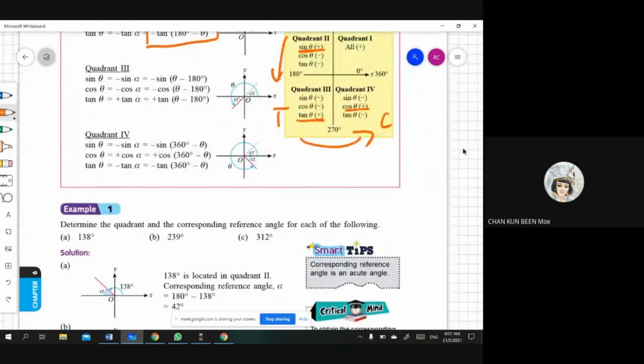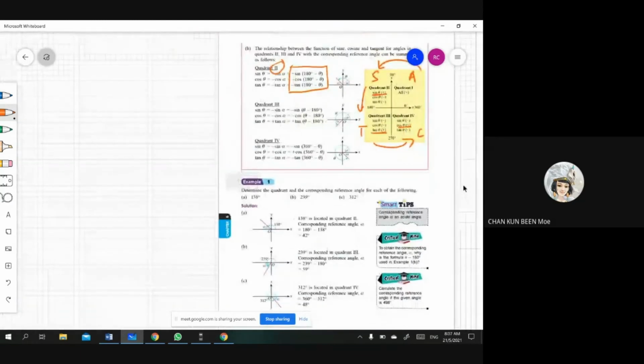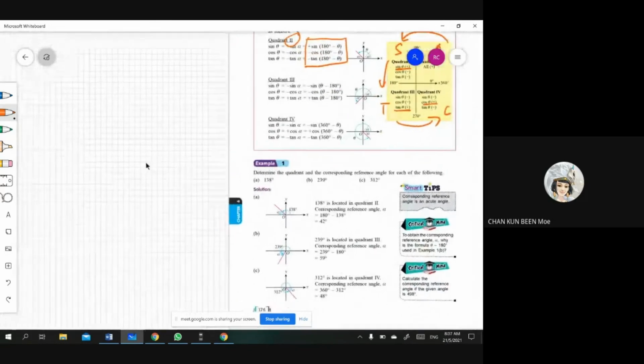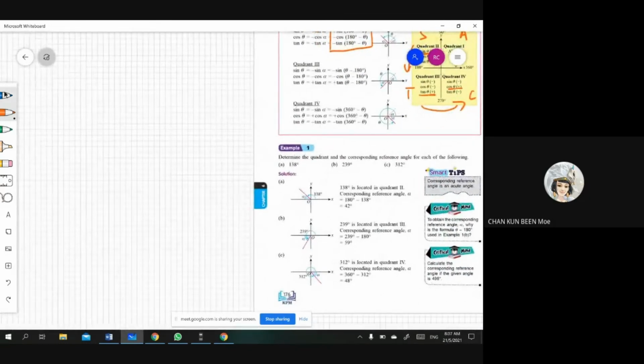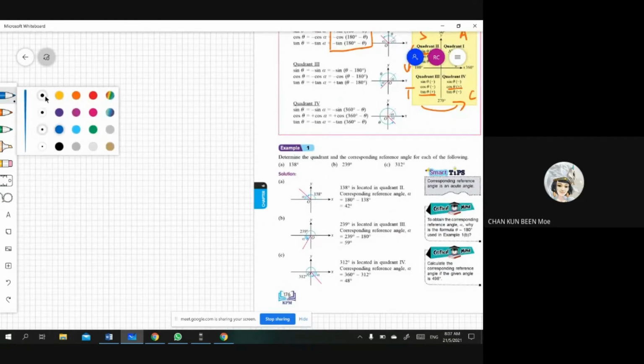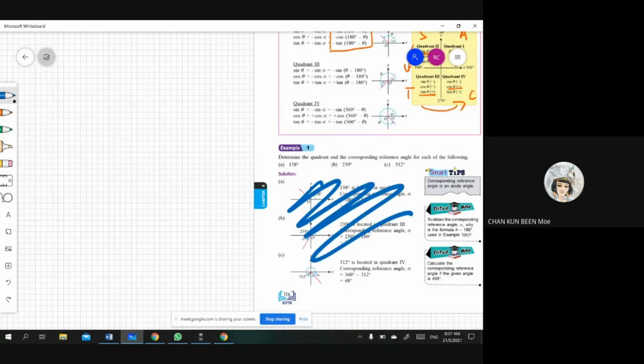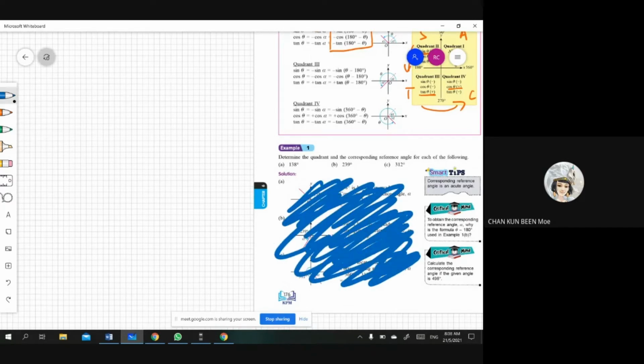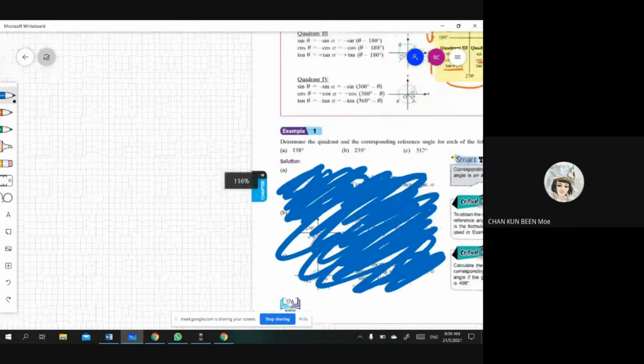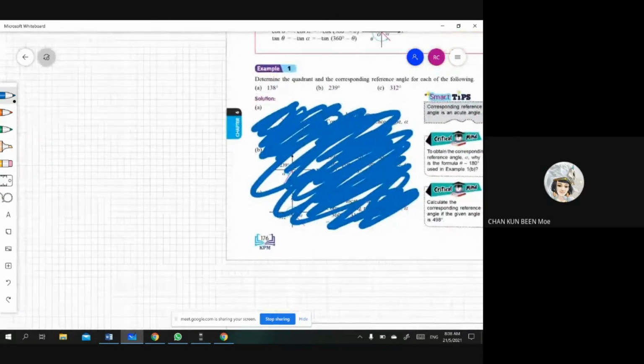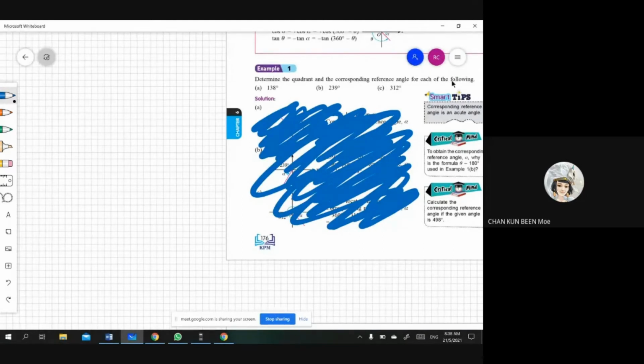Okay, the example. I need space to show you this part here. Okay, without looking at the answer, because you will get confused when you look at the answer, we need to start with the working. Can you see the wording? Can, right? I read out for you. Determine the quadrant and the corresponding reference angle for each of the following. They just want you to find out the quadrant, and also the corresponding reference angle, meaning that this is the alpha.